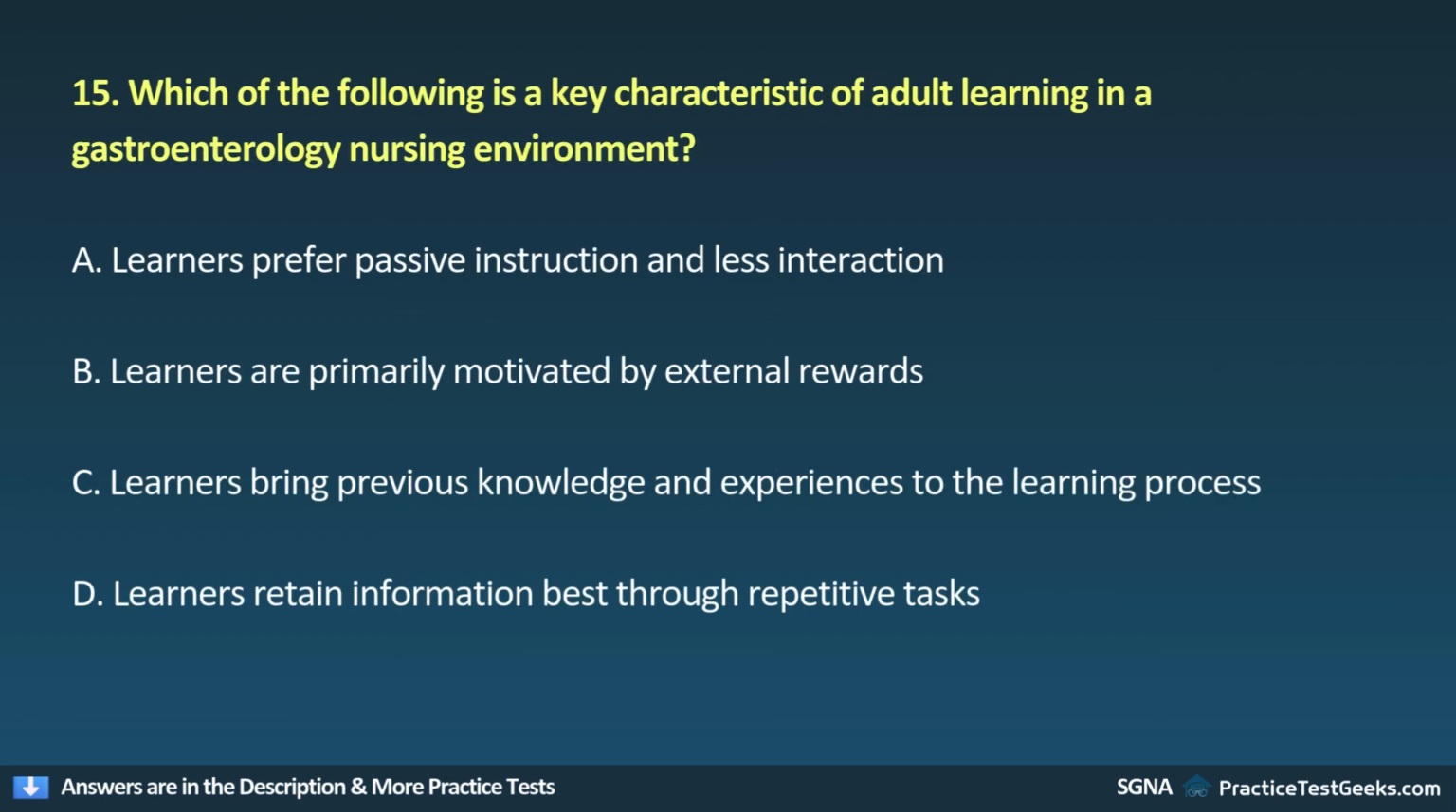15. Which of the following is a key characteristic of adult learning in a gastroenterology nursing environment? A. Learners prefer passive instruction and less interaction. B. Learners are primarily motivated by external rewards. C. Learners bring previous knowledge and experiences to the learning process. D. Learners retain information best through repetitive tasks.